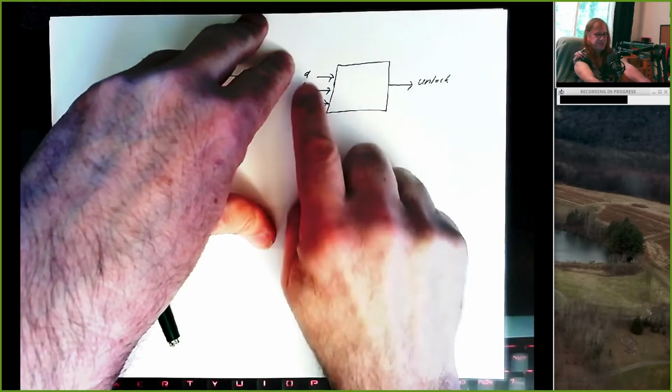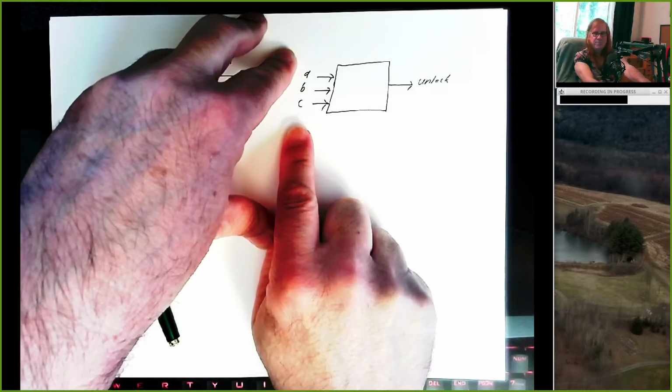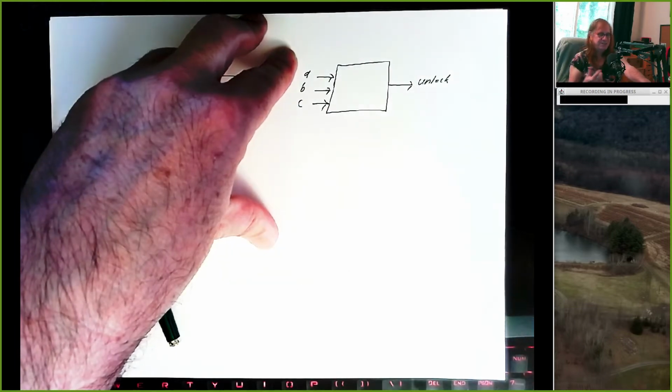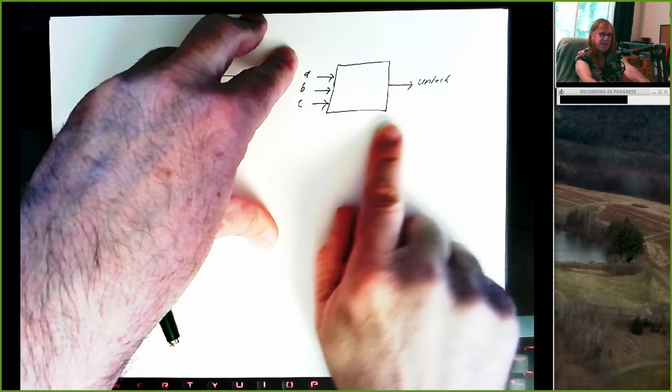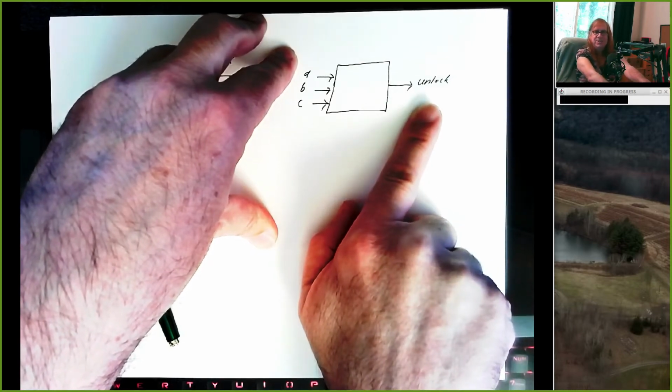You're going to have to come up with a way to feed 3 signals into it, A, B, and C. It's Boolean, it's binary, it's digital, so these will be 1s or 0s. And it's going to generate an output signal, which will also be a 1 or a 0, which says unlock the box.